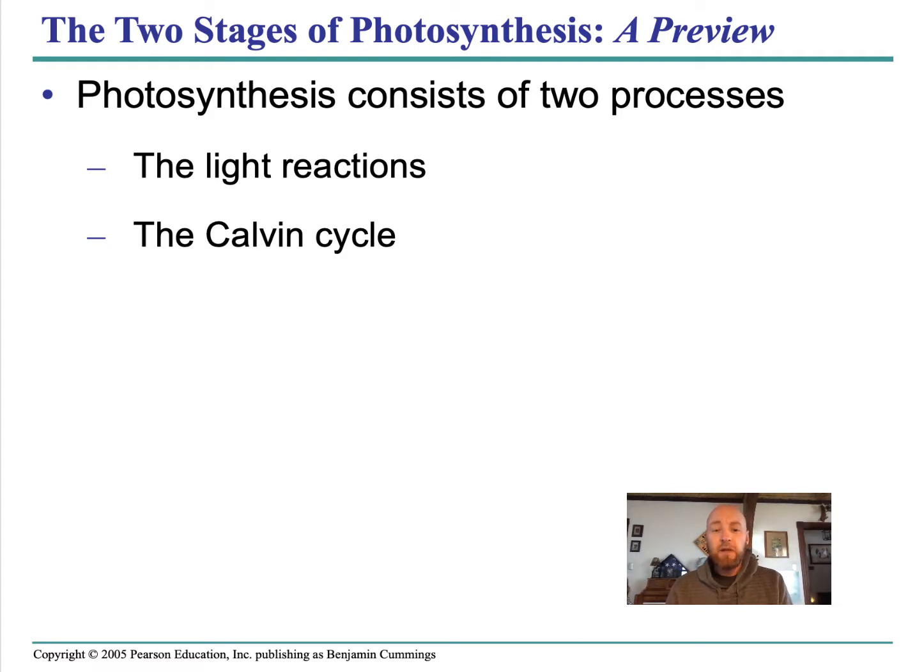Photosynthesis, as the name implies, is broken up into two parts: the photo part, called the light reactions, and the synthesis part, where we're going to make sugar, and that's the Calvin cycle.